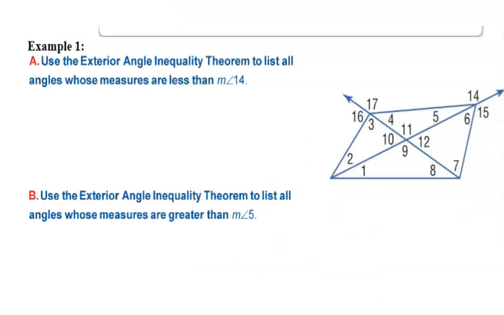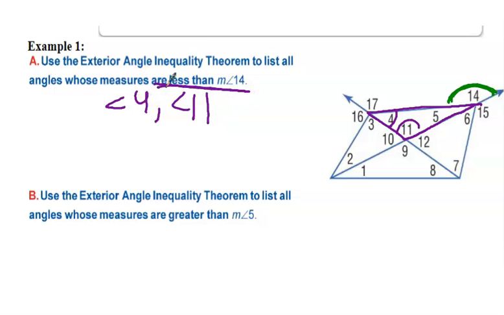So what we're going to do now is label and look at the different relationships in this figure. You can definitely draw it again, use different colors to distinguish so you can see what I'm looking at. So we're looking at this angle 14 right here. We're going to be looking at the triangles that are connected to angle 14. So we're going to look at this small triangle. What are the remote corresponding interior angles to angle 14? Well, that would be 4 and 11. So those angles are less than angle 14.